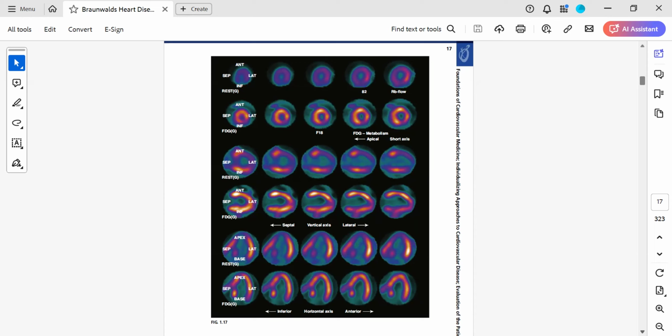So the myocytes around that area are hibernating. You will see that there will be defects in the flow when you do the flow test, that's the rubidium testing. There'll be a reduction in the flow. But when you now use the metabolic FDG tracer, there will be increased uptake. That's how you know that myocardium is hibernating.